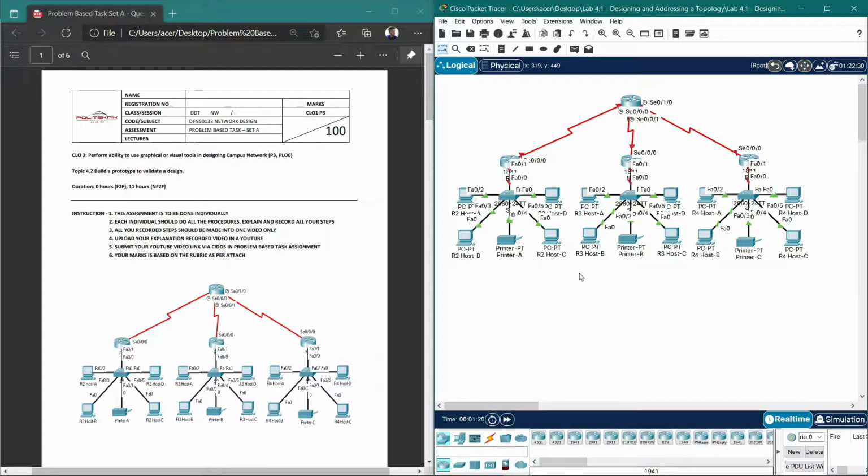My name is Devan Rajendran. My matrix number is 25DDT19F1184. Today I am going to present my problem-based task set A.